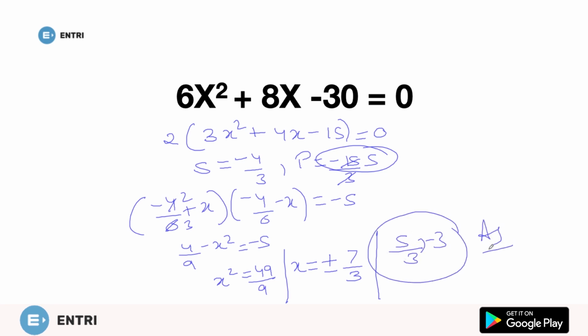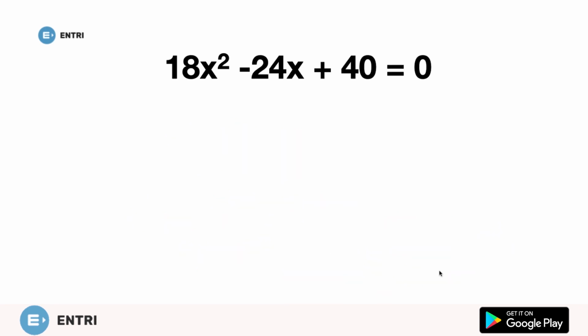See, you can solve these questions within seconds. Within seconds you can solve any of the questions. Try to solve the next question. Now while solving the next question, you will see that what is the common here? Here the common is 2. So while taking the common as 2, you can see 2 into 9x square minus 12x plus 20 equals 0.